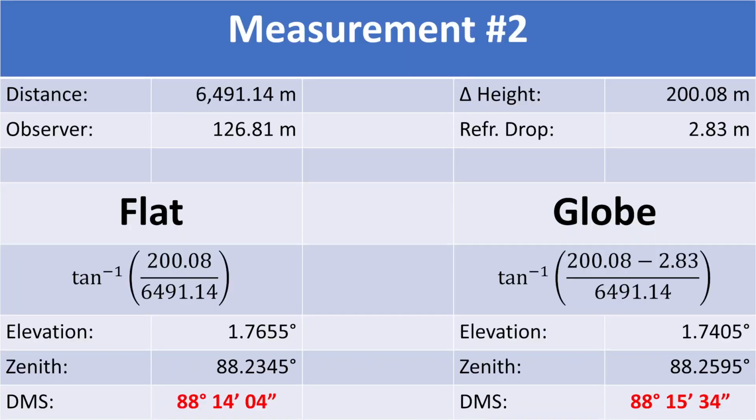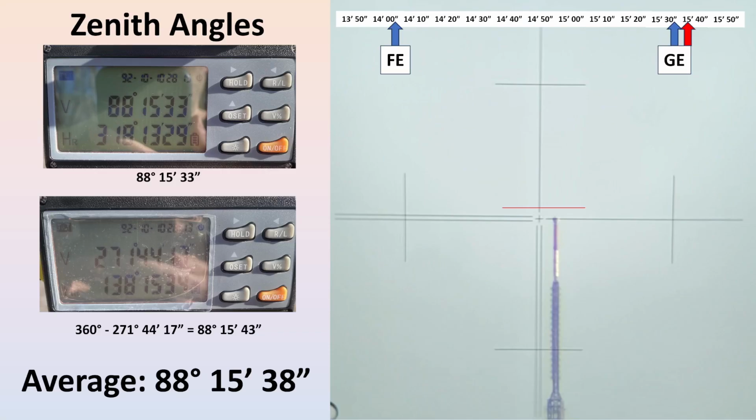So here are all the numbers again. On the left we've got the flat Earth, and we do the trig without the drop and get a predicted zenith angle of 88 degrees, 14 minutes and 4 seconds. On the right we incorporate the drop and we get a prediction of 88 degrees, 15 minutes, 34 seconds for the globe. All right, so 14 minutes for FE and 15.5 minutes for the globe. And what do you know? Not surprisingly, we're around that 15.5 minutes mark, which matches the globe, obviously.